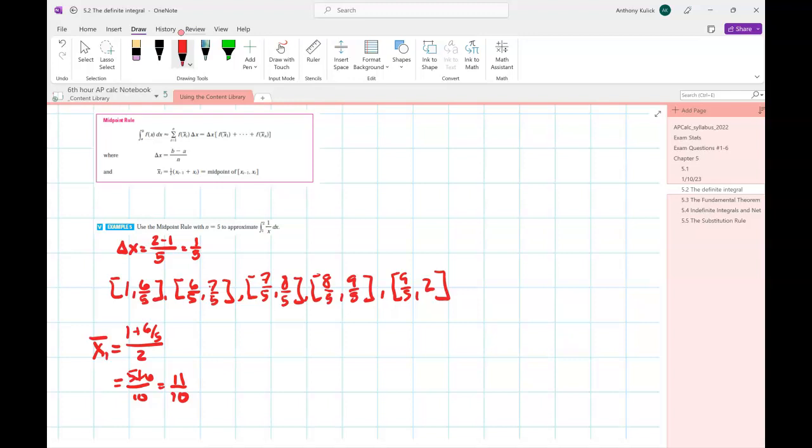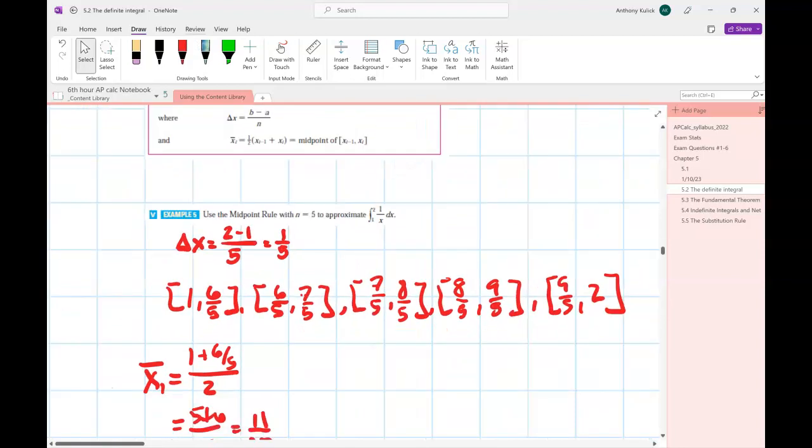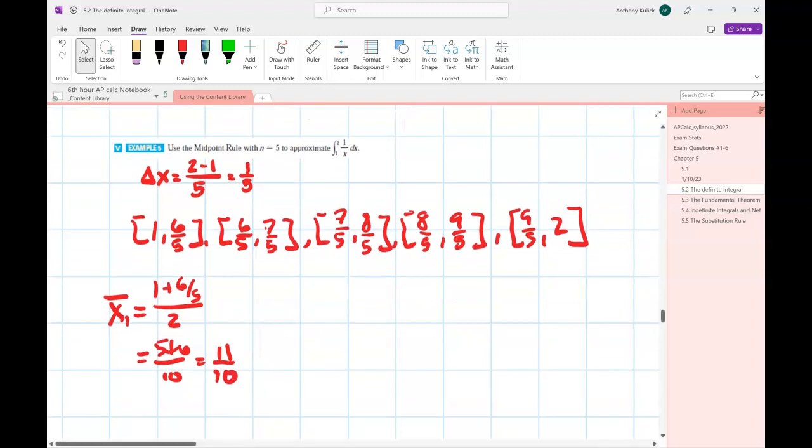Everybody's okay there? Wait, sorry, what is the line above the x? That's the notation that the formula up here is using for the midpoint in interval 1, just the bar. It's just the notation. That's our sample point from the first interval, just the midpoint from the first interval. So x1 bar is the midpoint from the first interval.